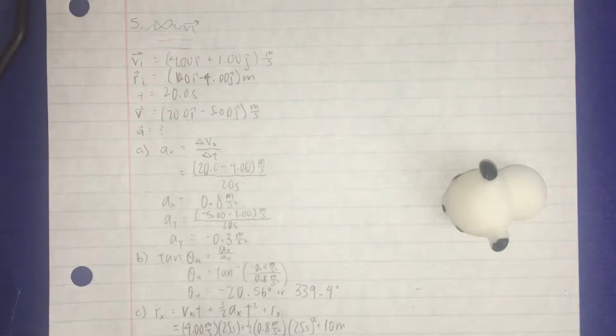Okay, today I'm doing question 5, and it says a fish swimming in a horizontal plane has initial velocity equal to 4i + 1j meters per second at a point in the ocean where the position relative to a certain rock is a vector r initial equal to 10i - 4j meters. After the fish swims with constant acceleration for 20 seconds, its velocity is vector v equal to 20i - 5j meters per second. What are the components of the acceleration?